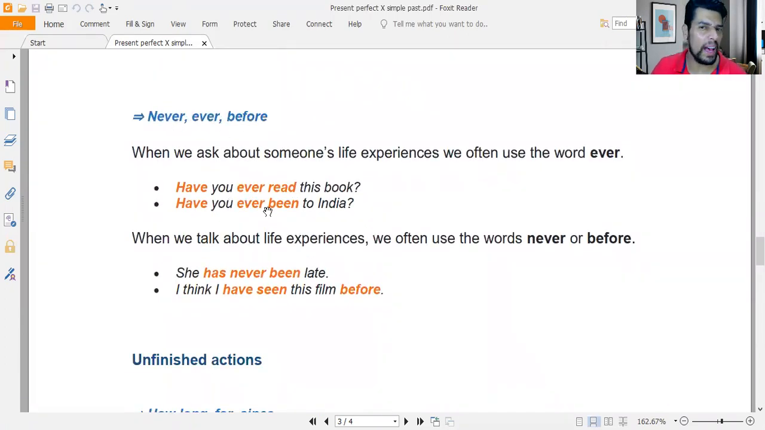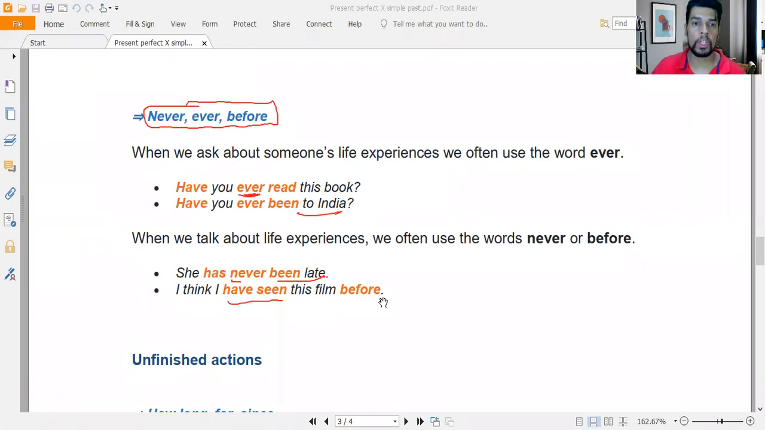So have you ever read this book? Again, you use this when you're talking about present perfect in some situations. Have you ever, any time in your life, read this book? Have you ever been to India? She has never been late. I think I have seen this film before.